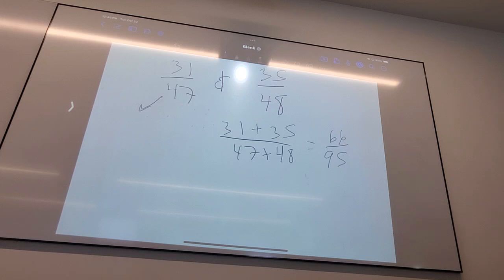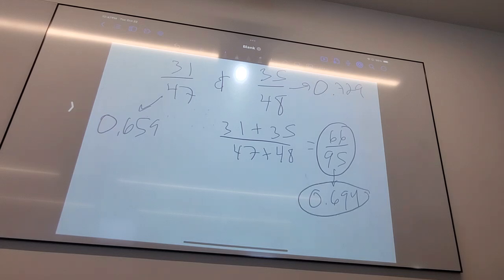What's 31 divided by 47? Any calculator people? 0.659. Thank you, go up 3 places, I love it. What's 35 divided by 48? 0.729. 729? Neat. And what's 66 divided by 95? 0.694. Is that between this and this? So that fraction is between this fraction and that fraction, yes?